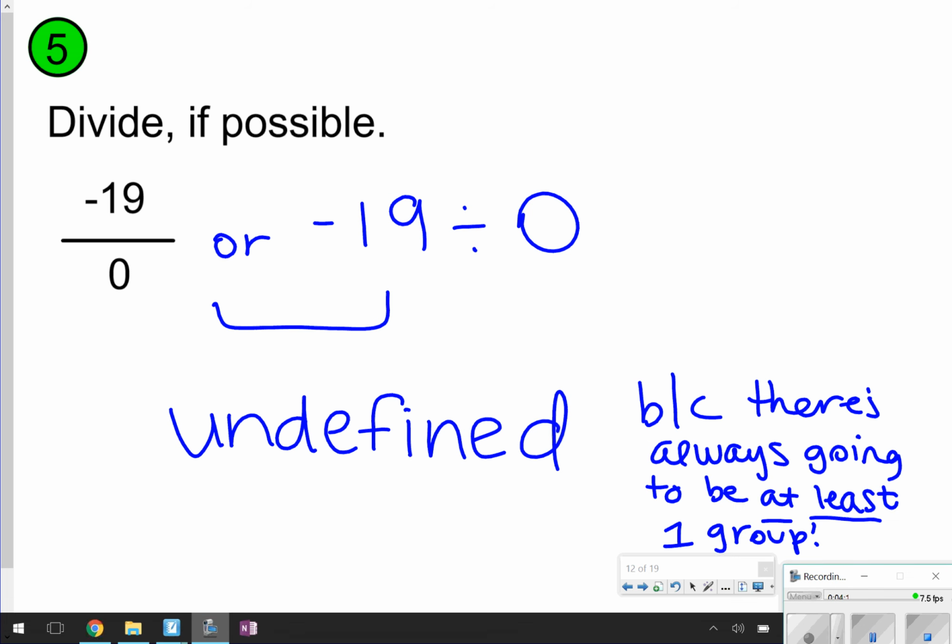So even if you try to divide 19 into 0, or 19 divided by 0, you can't do that, because there's always going to be at least one group of 19. So just make sure you understand that. Anytime you have 0 as the denominator or 0 as the second number, your answer will be undefined.